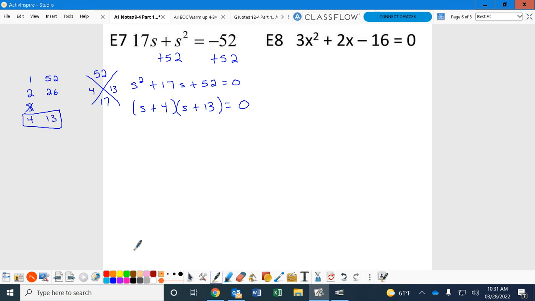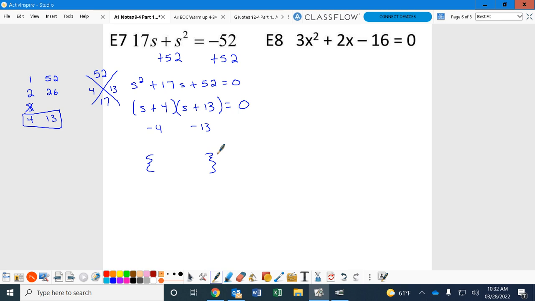Okay, guys. So my answers, if you hadn't figured it out, are always the opposite of what's there. So what's the opposite of +4? -4. What's the opposite of +13? -13.